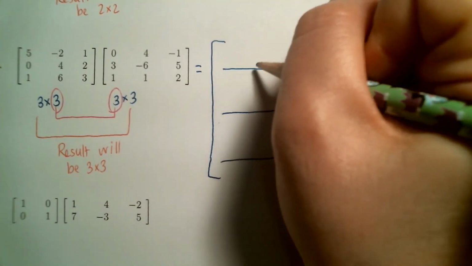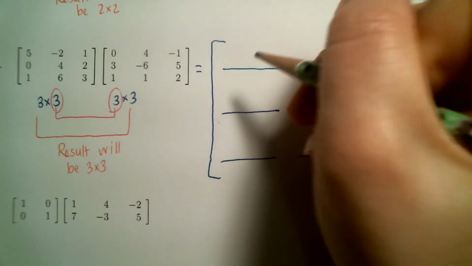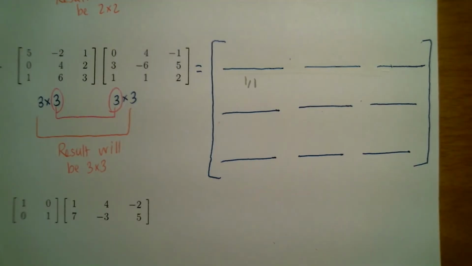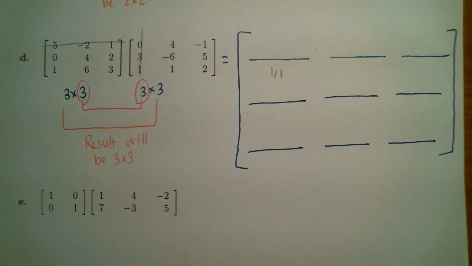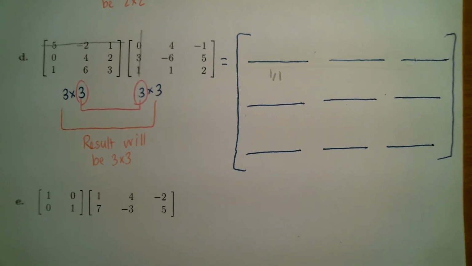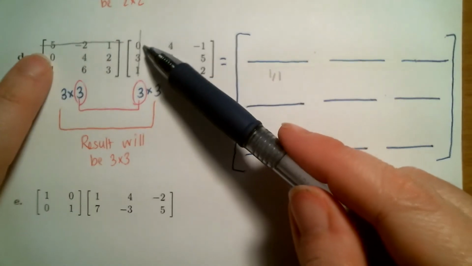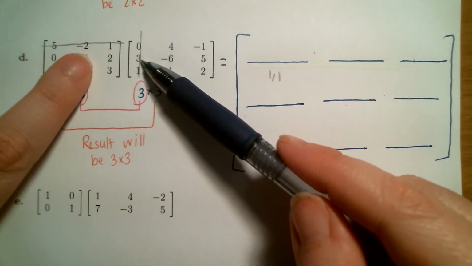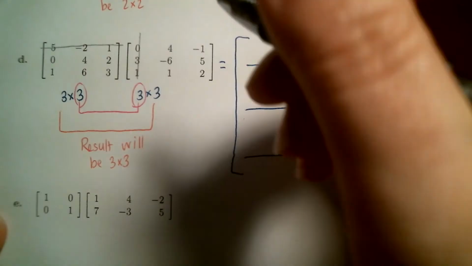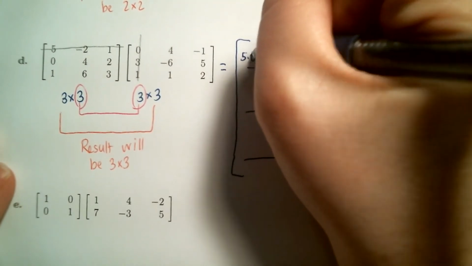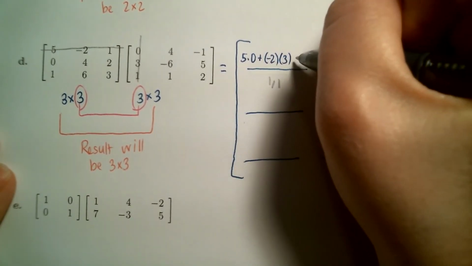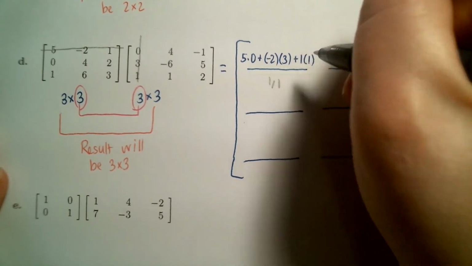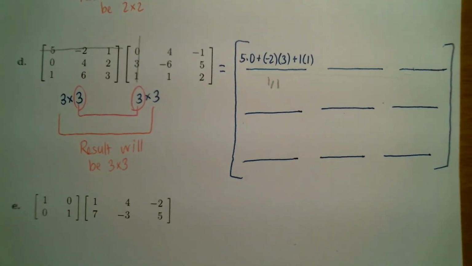Here's the first element we're trying to come up with in the result. Where is this located? First row, first column. So you're going to go to your matrices and do the dot product of the first row, first column. You multiply your corresponding entries together and add them up. So it's going to be 5 times 0 plus negative 2 times 3 plus 1 times 1. I'll write that down. You can see it's squished. Cool.